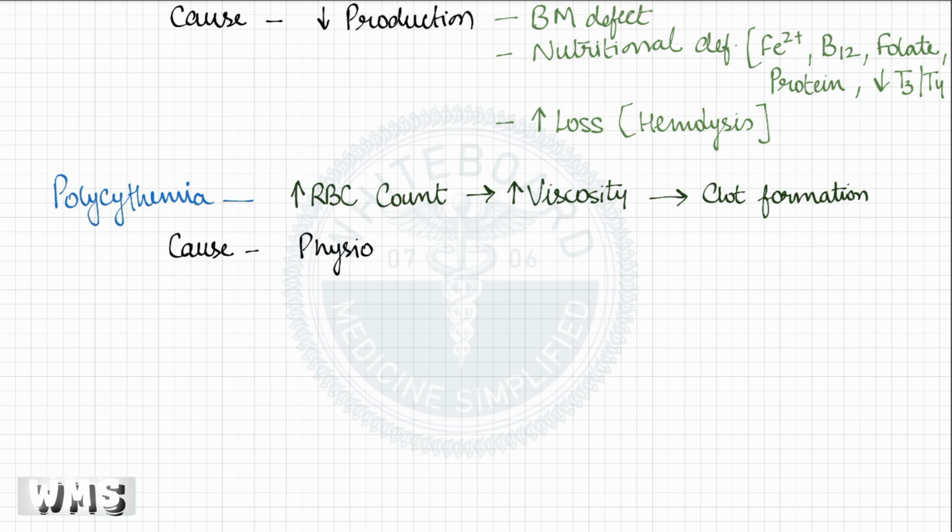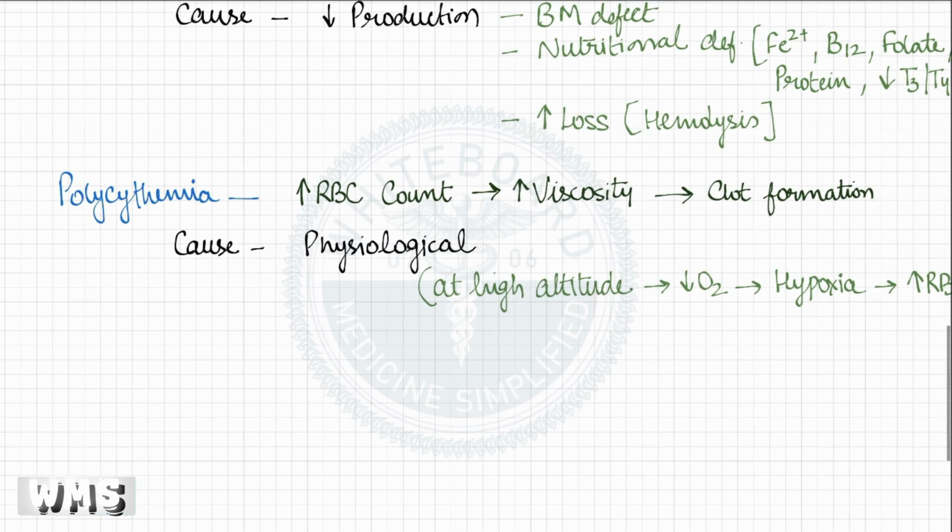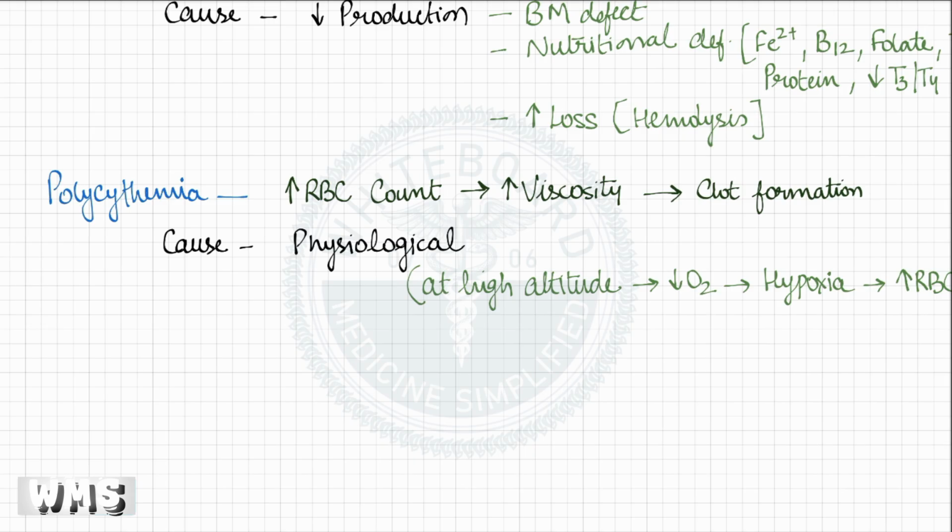Physiological polycythemia is commonly seen in people living at high altitudes. Because the oxygen content in the air is low, the body senses relative hypoxia and responds by increasing RBC production. More RBCs mean more hemoglobin available to carry oxygen, which helps maintain normal oxygen delivery. That's why people at high altitude often have higher RBC counts without showing symptoms of hypoxia.